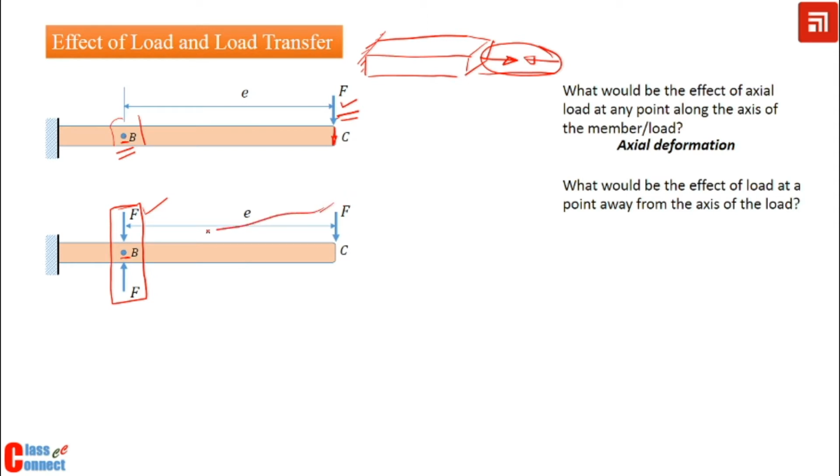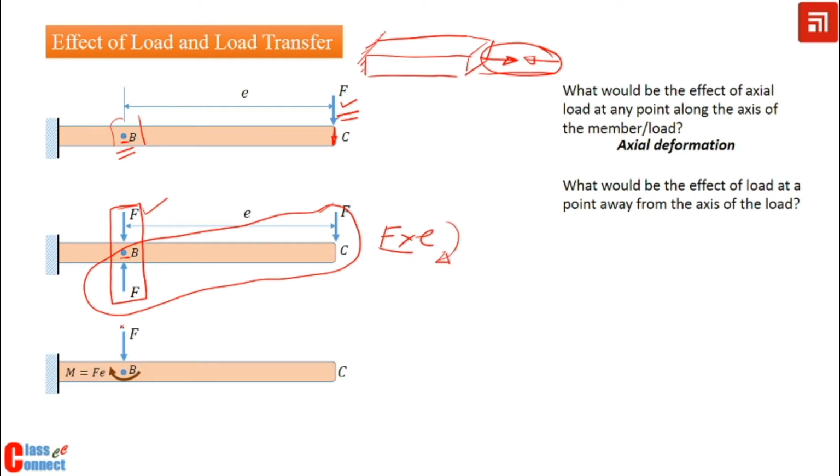This force and this force constitute a couple, and the value of this couple is nothing but F into e, and the direction of this couple is anti-clockwise, because the direction of the other couple is clockwise. So the resultant system of force will be F and this moment M, that is this couple M equal to F into e. If we consider that this is the XY plane, then this moment will also act in the XY plane, or along our z-axis.